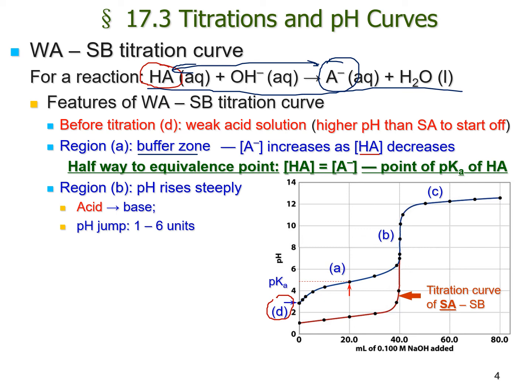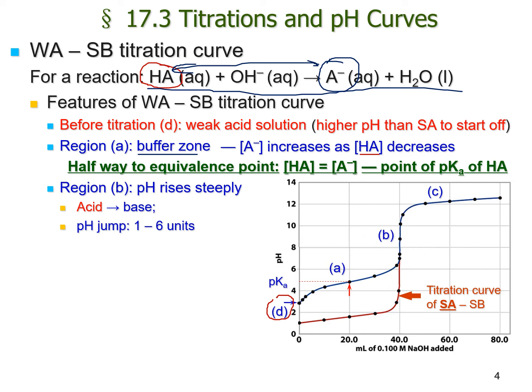Region B here, again, we start to see the pH increase. I'm not going to say dramatically because it's not going to be that much compared to the strong acid and strong base one. Again, we can still see the pH go from acidic to basic caused by only 1 drop of this strong base solution. Usually the pH jump is between 1 to 6 units, depending on just how weak this weak acid is. If it's very weak, the pH jump is only 1 unit. If this weak acid is relatively strong, sometimes we can get up to 6 units of pH jumping.